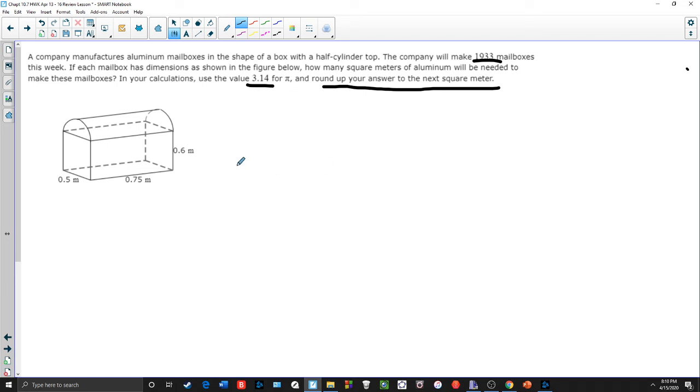Okay, so lots going on here. So let's break it down. We need to get the surface area of this mailbox, because again, that's how much aluminum we're going to need.